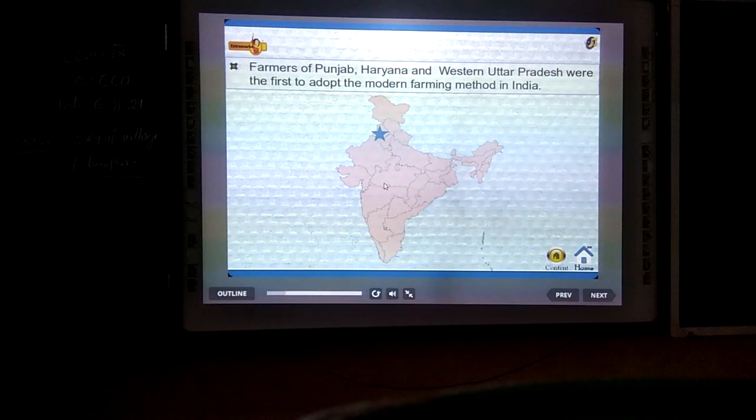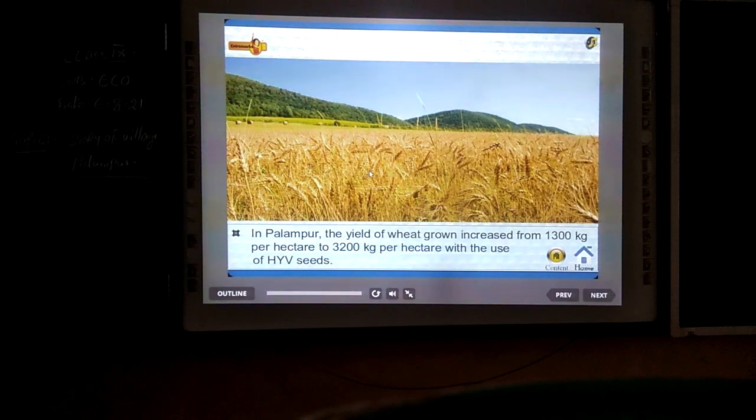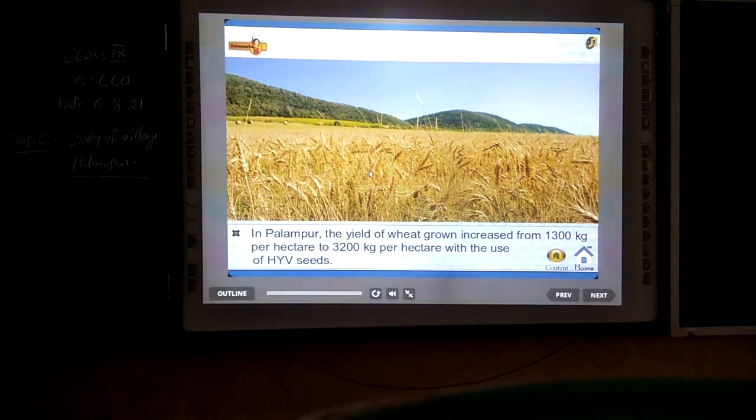Farmers of Punjab, Haryana and western Uttar Pradesh were the first to adopt the modern farming method in India. In Palampur, the yield of wheat increased from 1300 kg per hectare to 3200 kg per hectare with the use of HYV seeds.